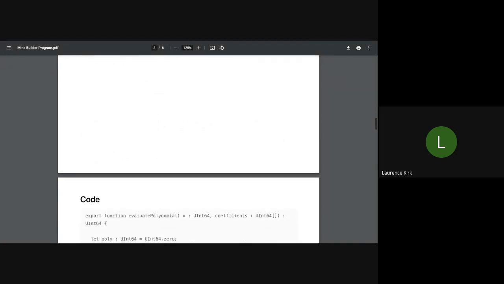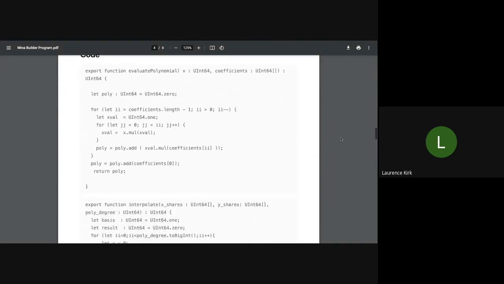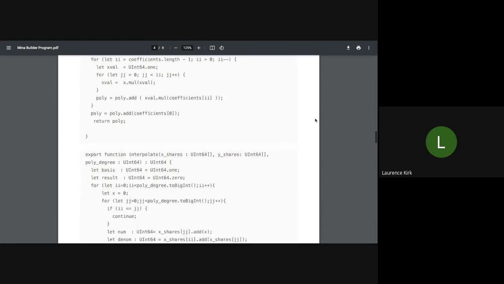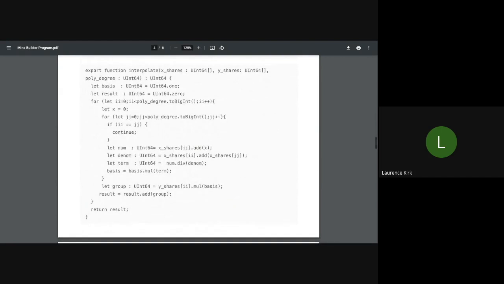The code, if you want to have a look at it, is in the repo, but this is the stuff. It's quite a simple thing to evaluate a polynomial. You just have terms of coefficients, and then you can evaluate polynomials, and then a similar thing with interpolating the polynomial if you have some points on the curve.